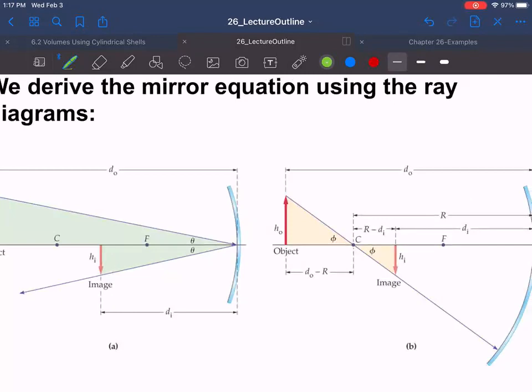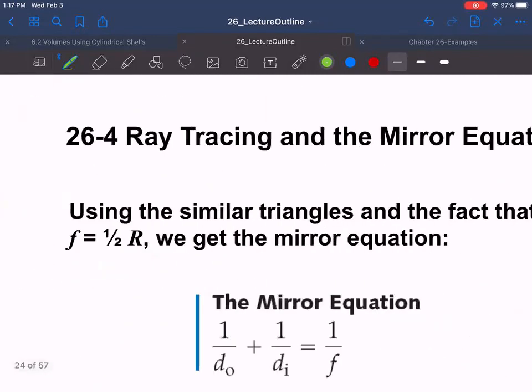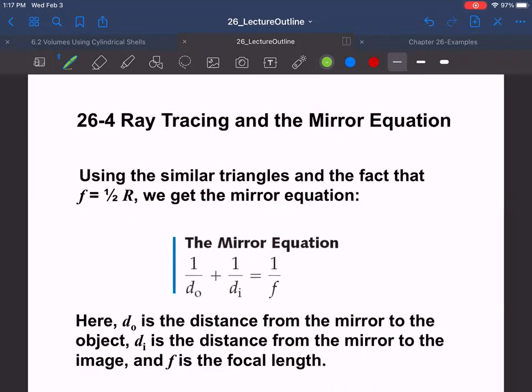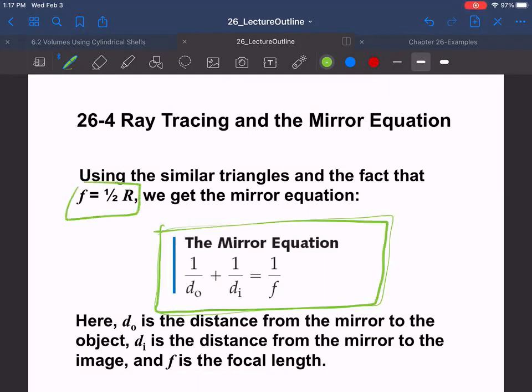ratios, and start substituting. And what we can actually end up doing is getting what is called the mirror equation, which is also going to work for us for thin lenses. And that is it right there. Remember, the focus is half the radius right there. That's important.